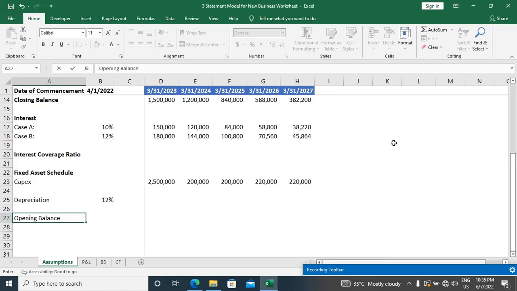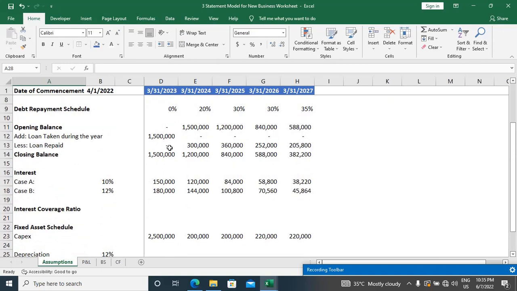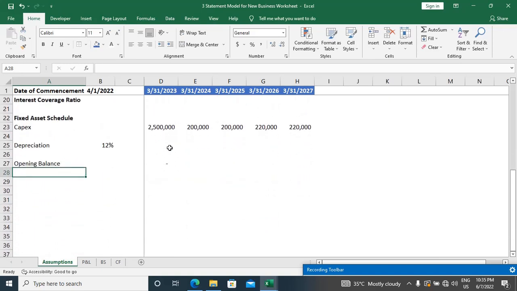So now after the depreciation, we are doing the opening balance of what? Plants and machineries, that is our fixed assets. So in the very beginning of the year there was no fixed asset, so there was no opening balance. As I told you about the debt schedule, there was no opening balance. Because this is a newly founded business, we didn't have any opening balance, but then we did some purchase. We purchased some assets, 25 lakh rupees of assets.